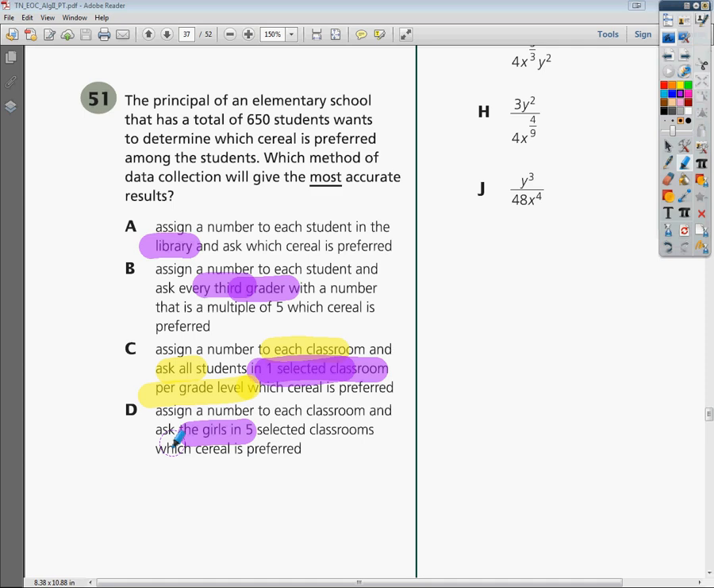So who knows? But the one that gives us the most yellow, or the most positive idea that this is a good sample set, is C. So the answer to number 51 is C, because it's the least restricting sampling group that we can get.